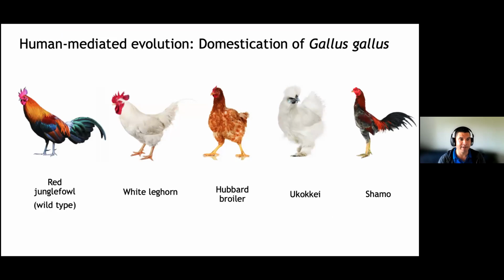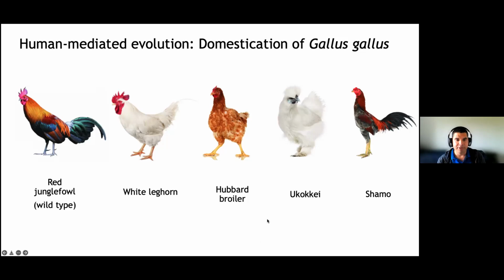And so here we're showing the red jungle fowl, which is our ancestral state, the wild type, the white leghorn species, which is an egg layer. It's been bred for egg production. Then we have the broiler chicken, which is for meat production. And then we also sample a Japanese ornamental breed, as well as a fighting breed.